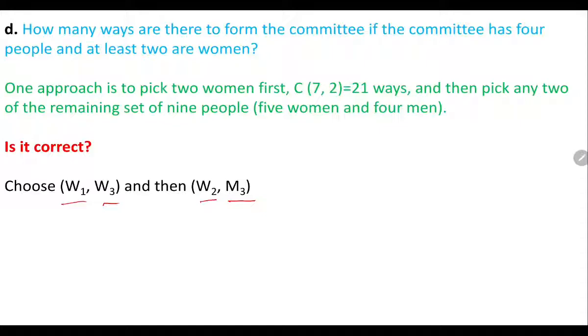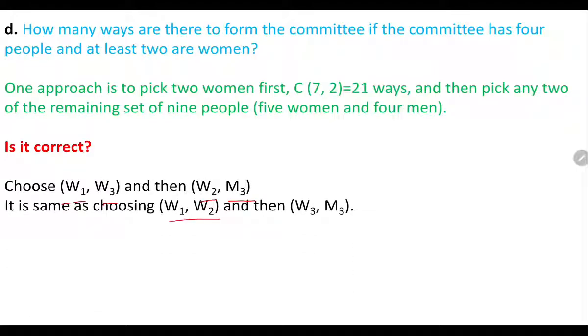Now in the next case, I pick 2 other women, W1, W2, and then pick 1 woman and 1 man. Both the cases are same. Repetition occurs, and that's why this approach is not correct.